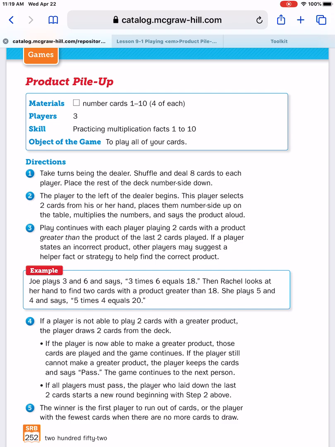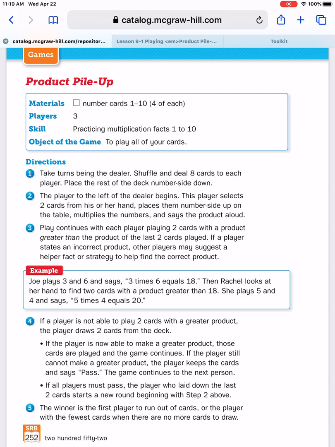The player to the left of the dealer begins. Of course, if you're just playing with 2 people, the person who's not the dealer will begin. This player selects 2 cards from his or her hand and places them number side up on the table. Then he or she multiplies the numbers and says the product aloud.